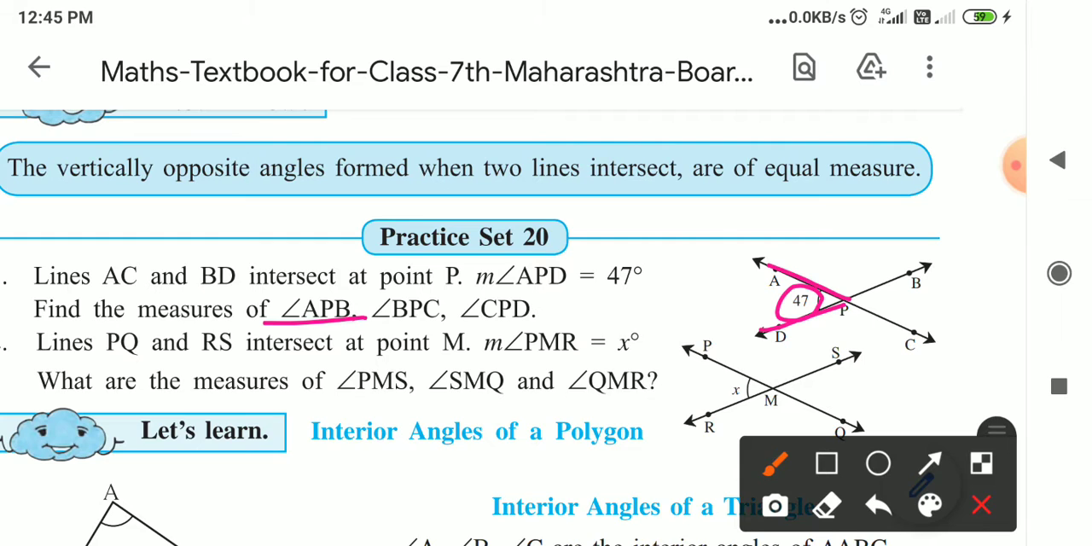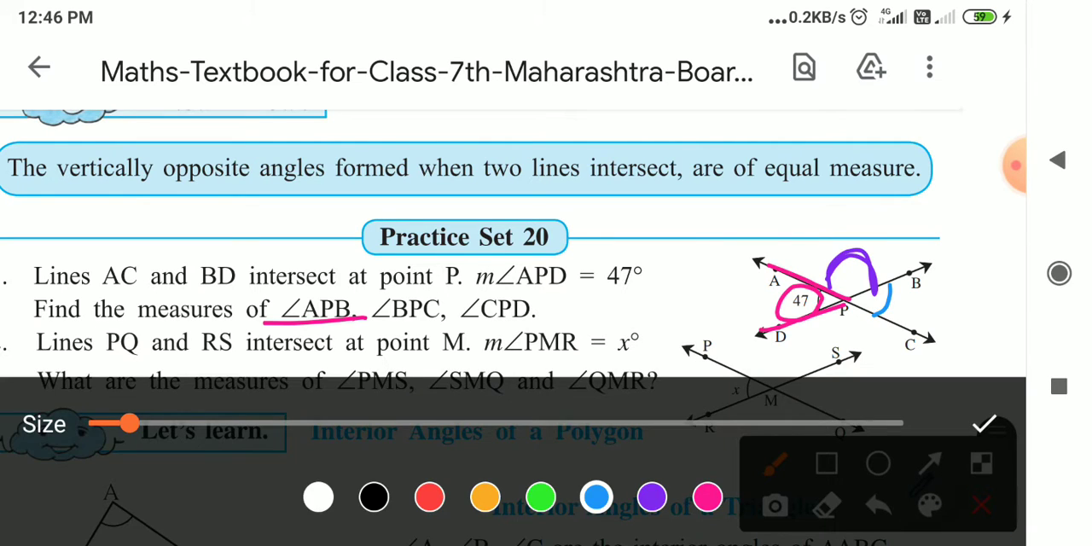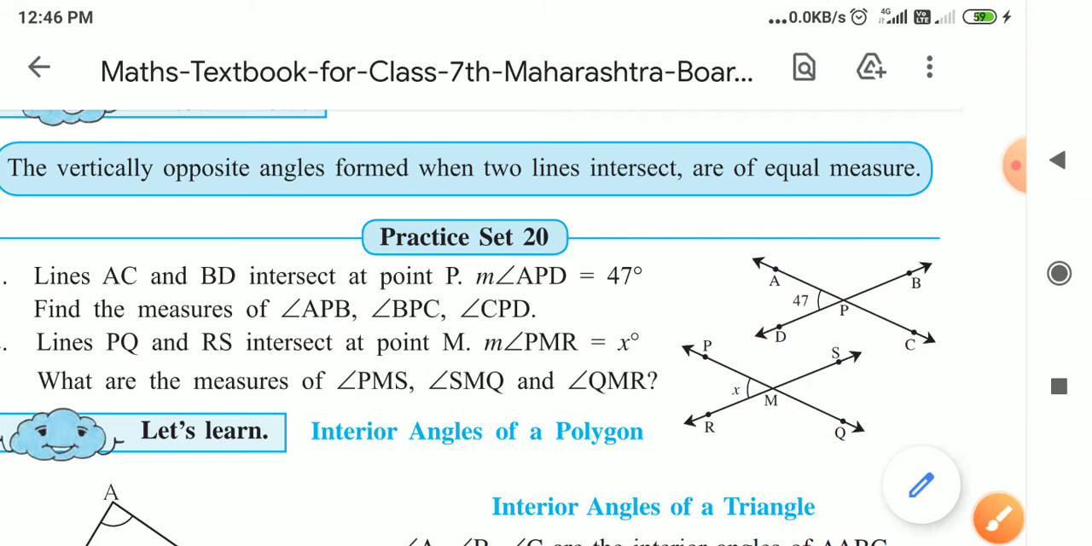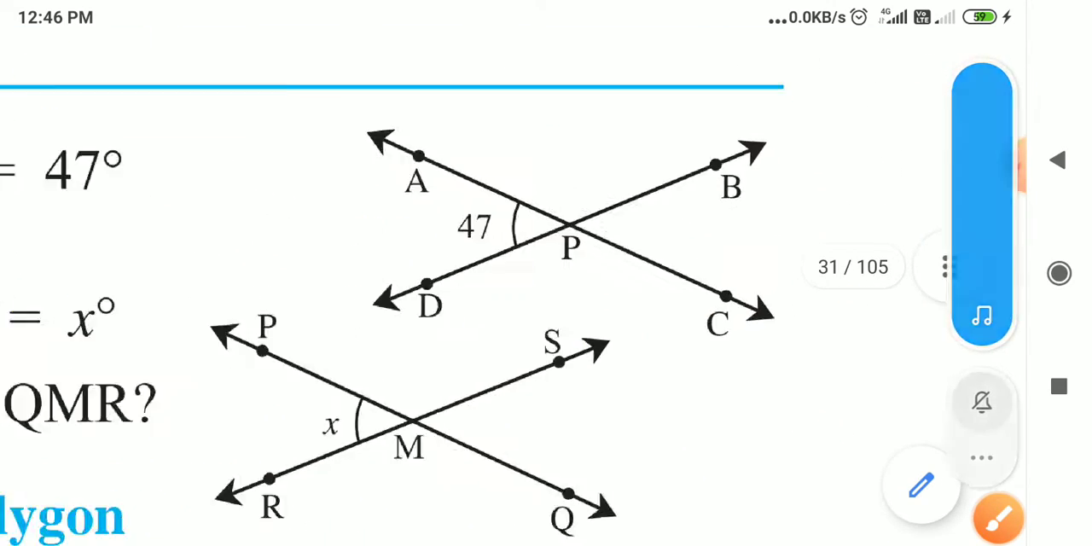Angle APB means this angle. BPC means the angle I showed with the blue color. CPD means this angle. These three angles' measures we have to find out. Actually, it is very easy. Now we will discuss, then you will understand it.